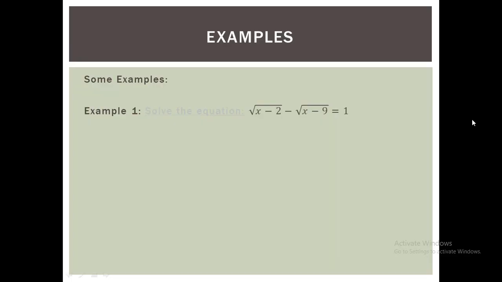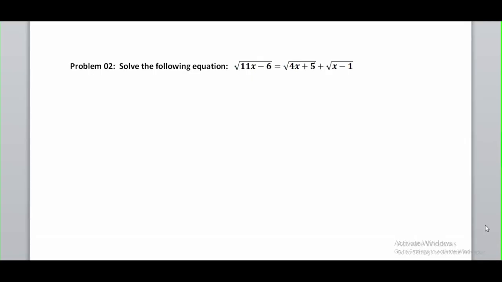Now we are going to solve another example where we have 3 radicals, one at the left side and 2 at the right side. So our second problem is 11x minus 6 equal to root over 4x plus 5 plus root over x minus 1.